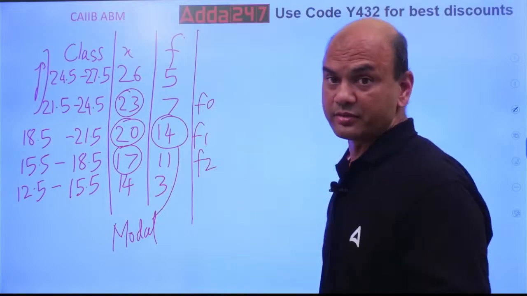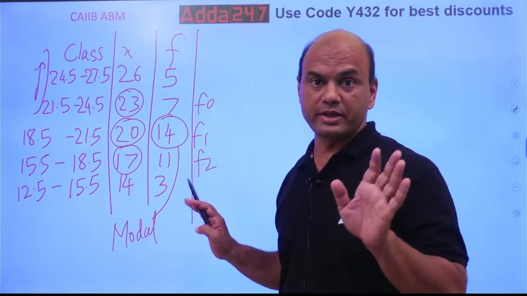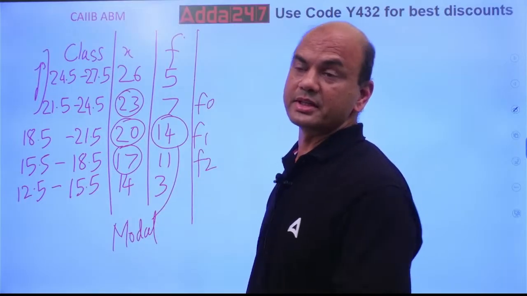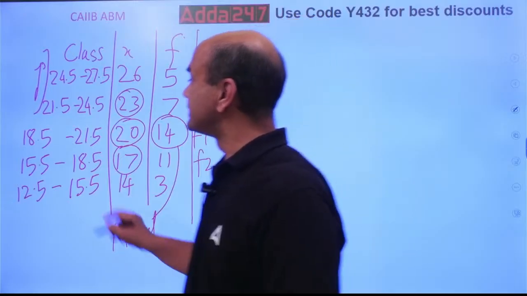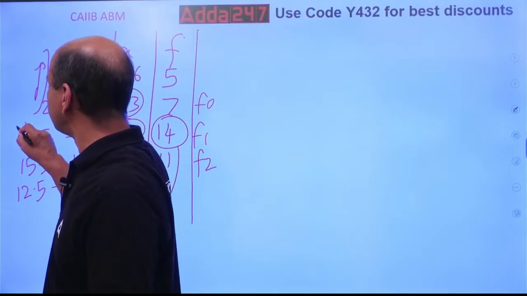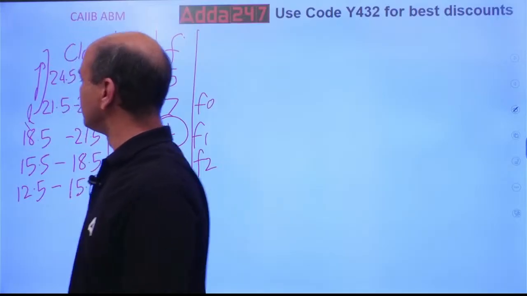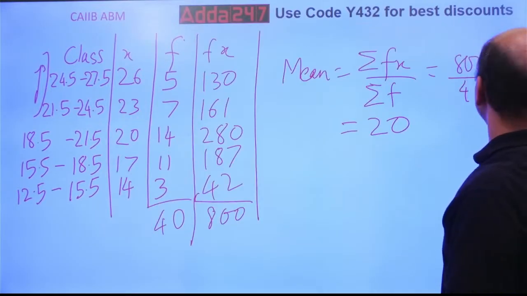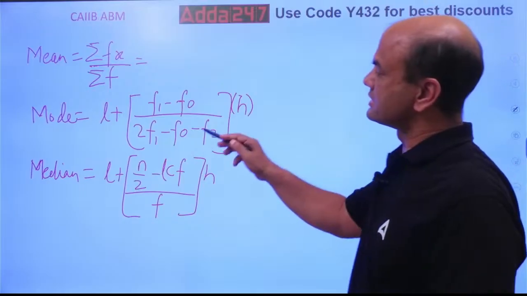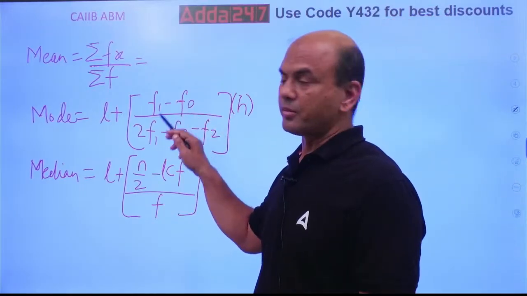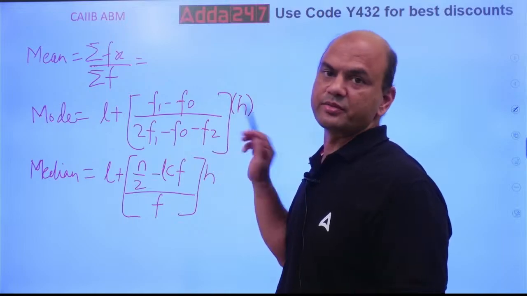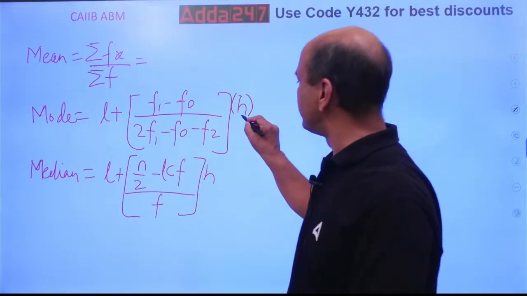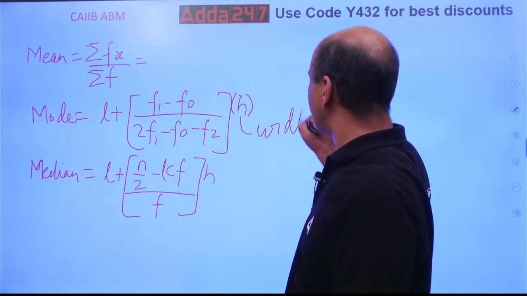Okay, so you have to use that now. You have to be very calm while solving this numerical. These are very big numericals and many times we can make mistakes. Okay, this part is L. So what was the formula? L plus F1 minus F0 upon 2F1 minus F0 minus F2 into H. This H is known as width. Width means the width of the class. What is the width of the class?